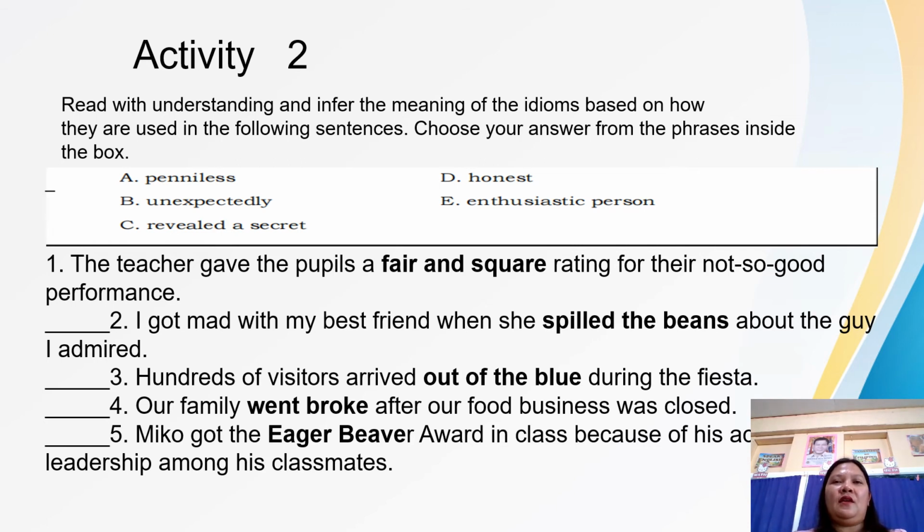Number 3, out of the blue. Out of the blue means letter B, unexpectedly. Number 4, went broke means letter A, penniless. And number 5, eager beaver means letter E, enthusiastic person.